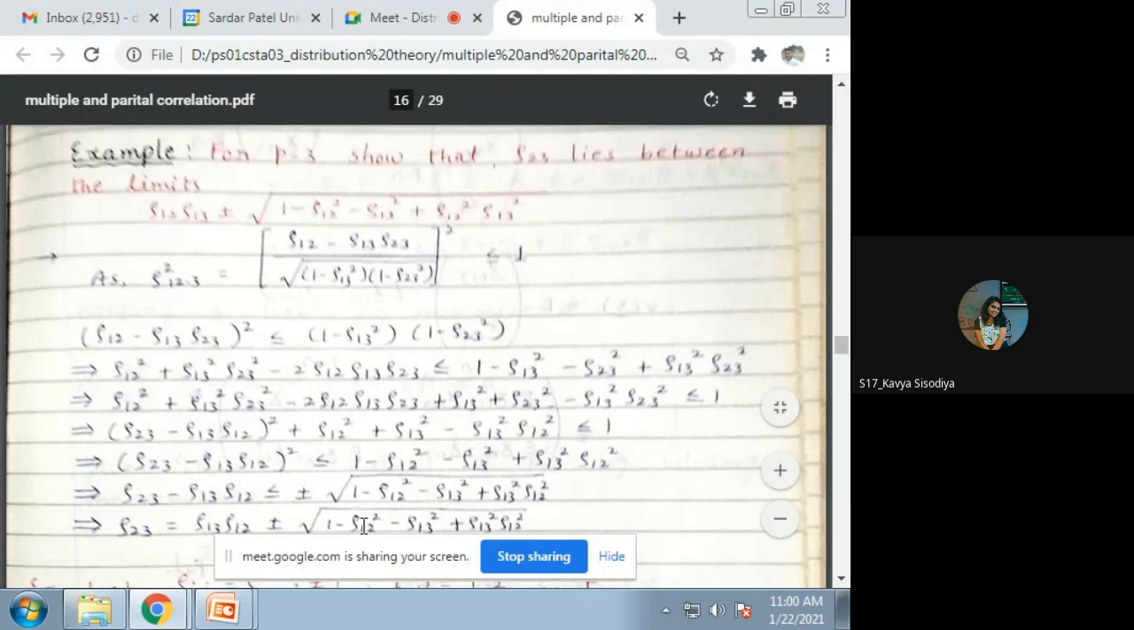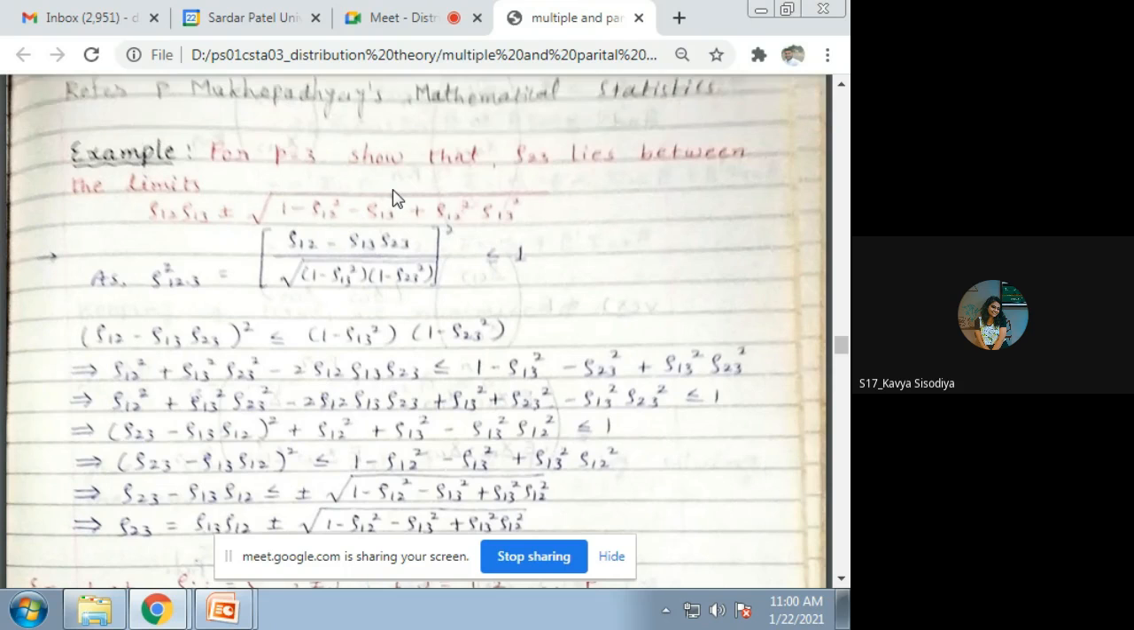Okay, now we will prove this result. As we know this result, that rho 12 square, we wish to prove that rho 12 rho 13 is plus or minus square root of 1 minus rho 12 square minus rho 13 square plus this. That means if I wish to find out the bound of what?